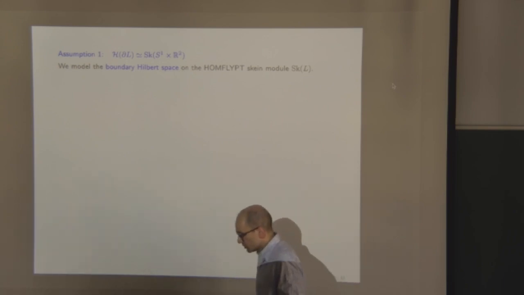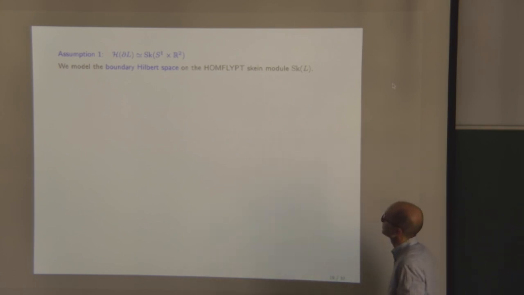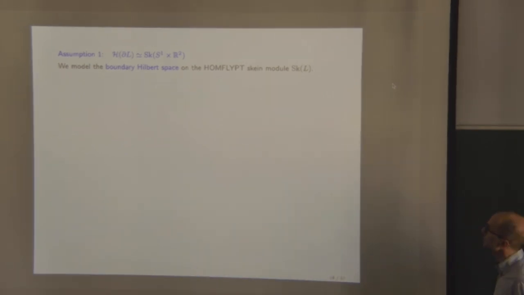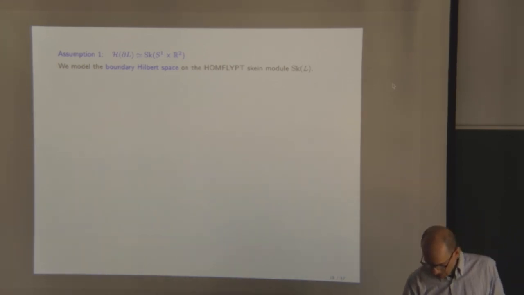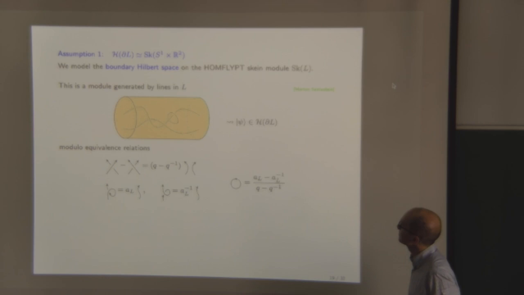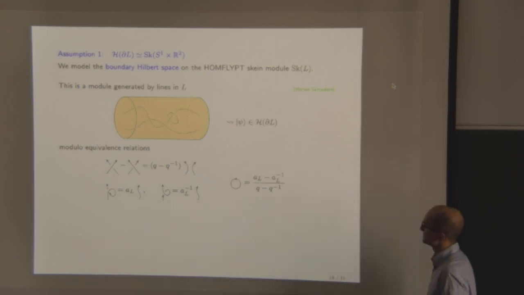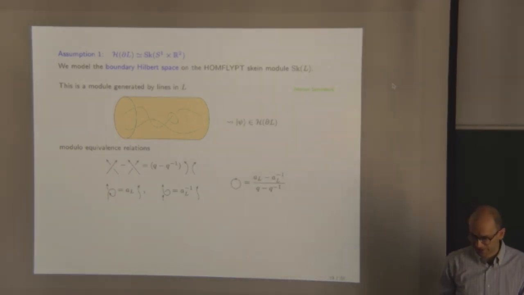So there's two assumptions we're going to make. The first one is that when we take the theory on the brane, the non-abelian complex Chern-Simons theory, we can identify the Hilbert space of that theory associated to the boundary with the HOMFLY-PT skein module of the solid torus. So what that means is that we're going to consider a module that's generated by lines in the Lagrangian. The Lagrangian is always a solid torus. And such a collection of lines, modulo equivalence relations given by the HOMFLY-PT skein relation, they will define the states in our Hilbert space.